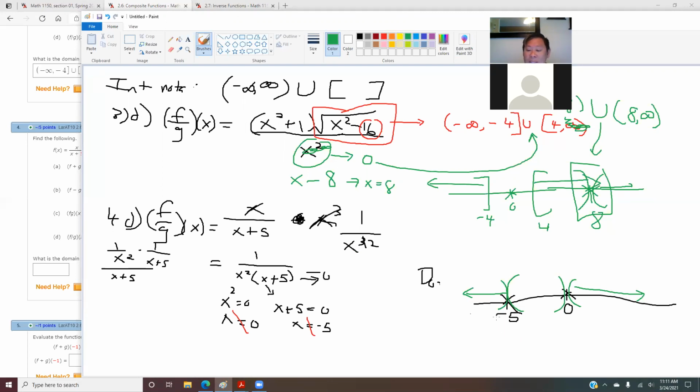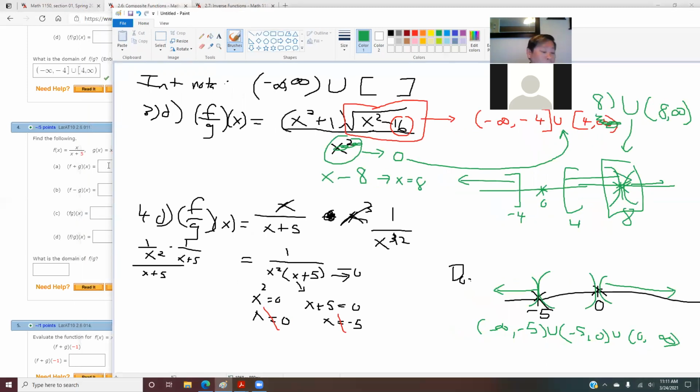So how many domain pieces do we have in this case? 3. So let's do the first one. Would it be negative infinity to -5? And then union, now the middle part, -5 to 0. And then the last part, 0 to infinity. Yep. So this is how we do this. Because it has two non-zero cases here, you will have 3 pieces of domain, and this is your answer in this case. Okay, you got it? Yep.